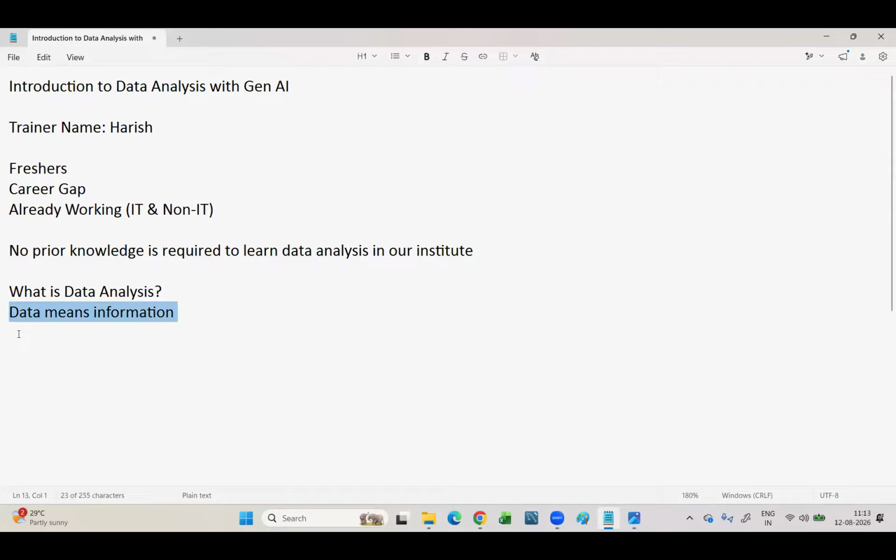Okay, so now let us see. This is what data means. Now let us understand what is analysis. Simply, analysis means observing that very deeply. Whatever data you have, you observe that deeply to find out what is present in that. That is simply the combined data analysis definition.